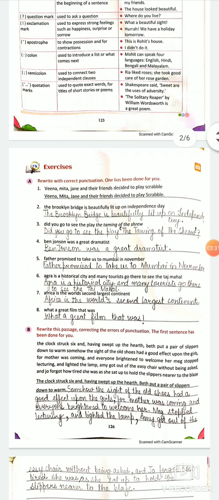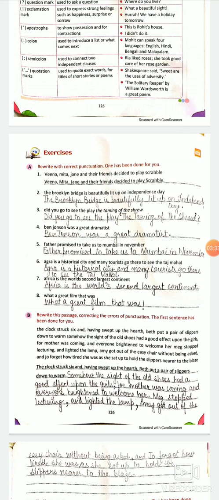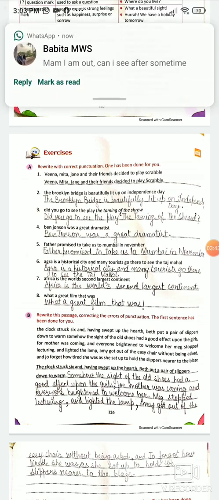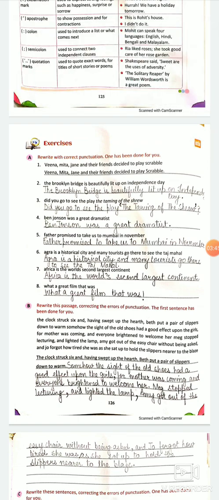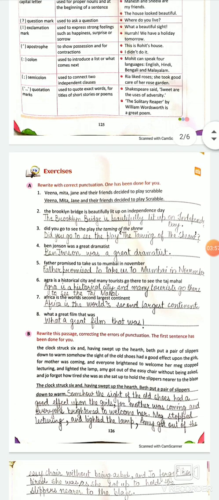Then we have semicolon, which is used to connect two independent clauses. Independent clauses means they can be written individually as different sentences, but still we are joining them because the idea is the same. Like Ria liked roses, semicolon. She took good care of her rose garden. Right? If we want to join the two ideas in the same sentence, but they should be a little bit separated, we use semicolon.